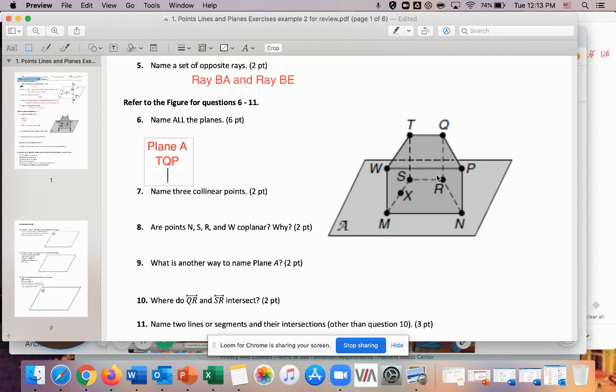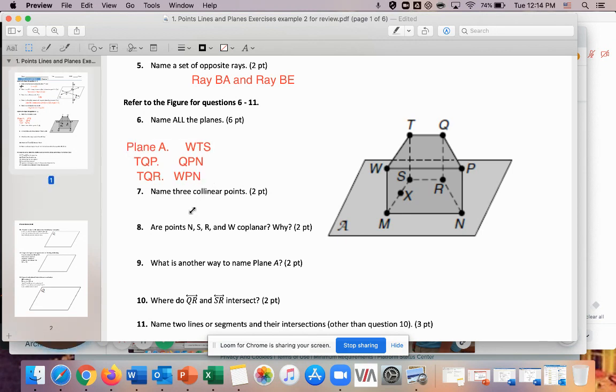That backside looks like it's TQR. And then it looks like the front here is WPN. This right side appears to be QPN. And this left side over here appears to be WTS. Okay, so that should be good.